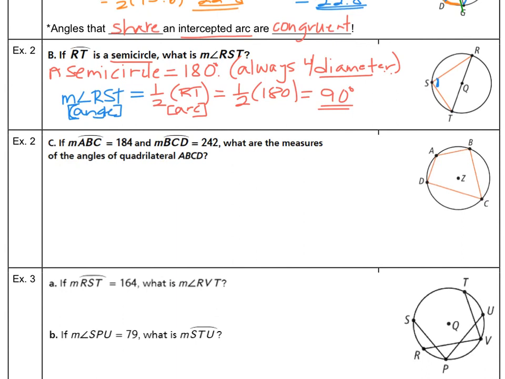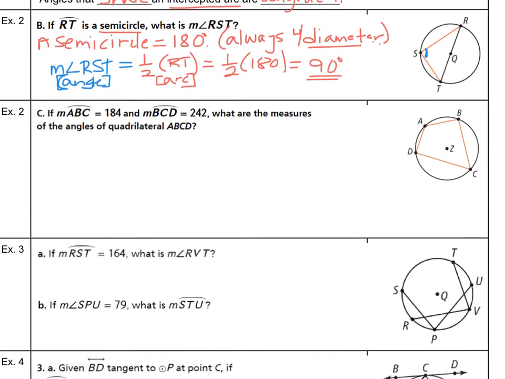Now the last picture for example 2 is going to have us do quite a few things. So if you have different colors, now would be a great time to use those. If not, just take your time and watch how we go through this question. It says if the measure of arc ABC is 184 degrees and the measure of arc BCD is a whopping 242, what are the measures of the angles of the quadrilateral ABCD?